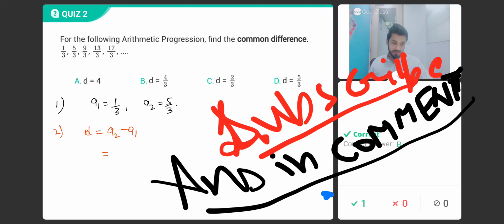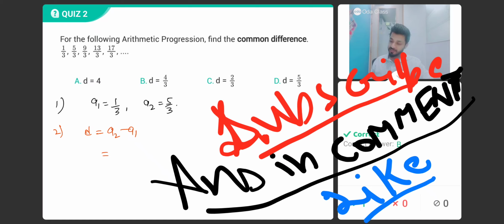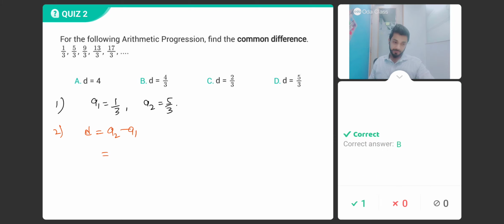Yes, hurry up. Last 20 seconds. You just have to do this subtraction only: 5 by 3 minus 1 by 3. It should not take much time. Last 15 seconds. Hurry up, guys. Okay, last 10 seconds.